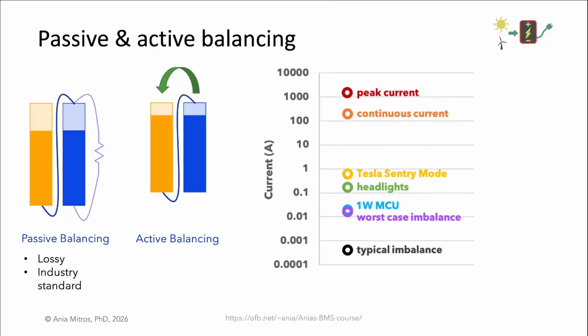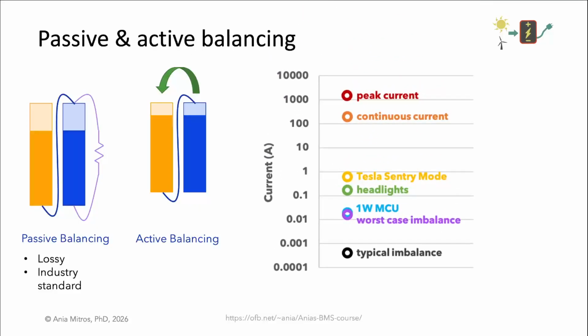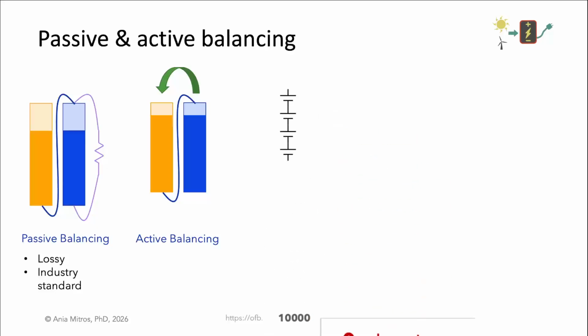Remember how we looked at relative magnitudes of system currents and found that imbalance is relatively small? The value of the energy burned with passive balancing turns out to be small relative to the cost of implementing an active balancing circuit. Let's take a closer look anyway.